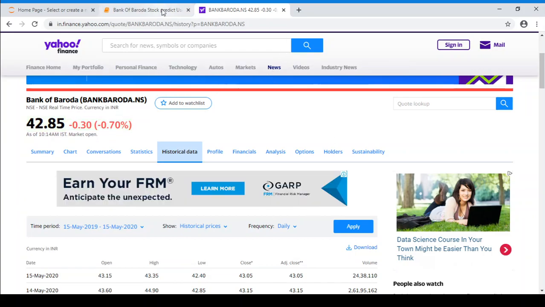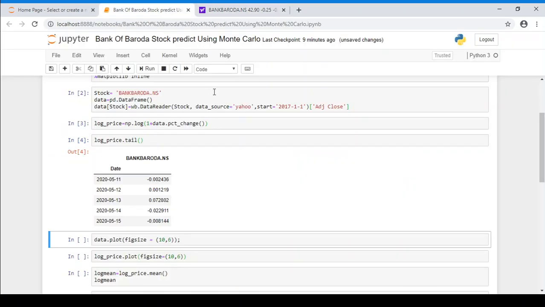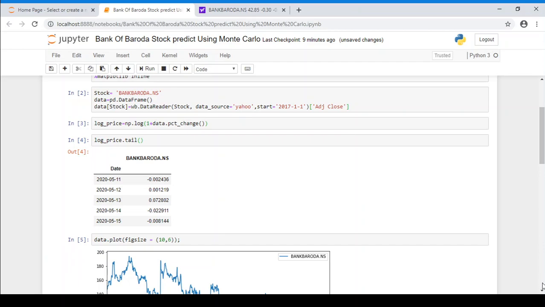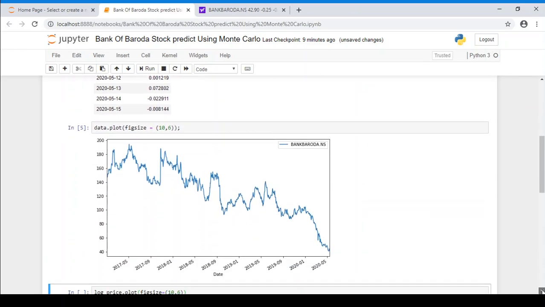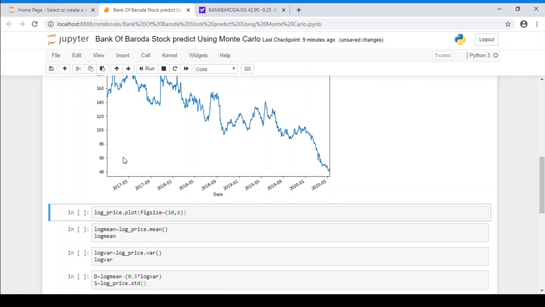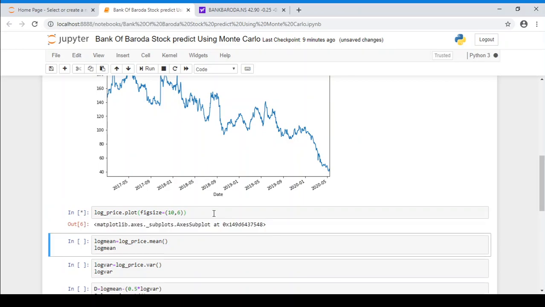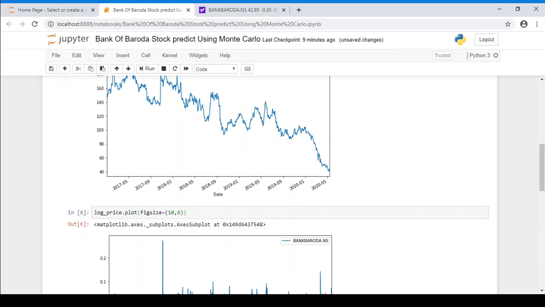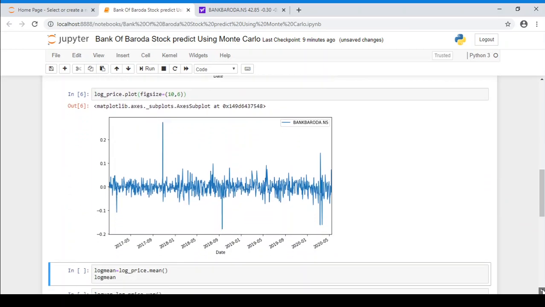So just to see it has been downloaded correctly or not. Yes, it is. We have found the log price. And now let's try to plot the price. This is the stock price which we are seeing. Okay, so we can see from 2017 it was around 150 and now it has crashed to 42.43 on today's price. Now let's plot the log price and see how the movement is. It's quite variable.